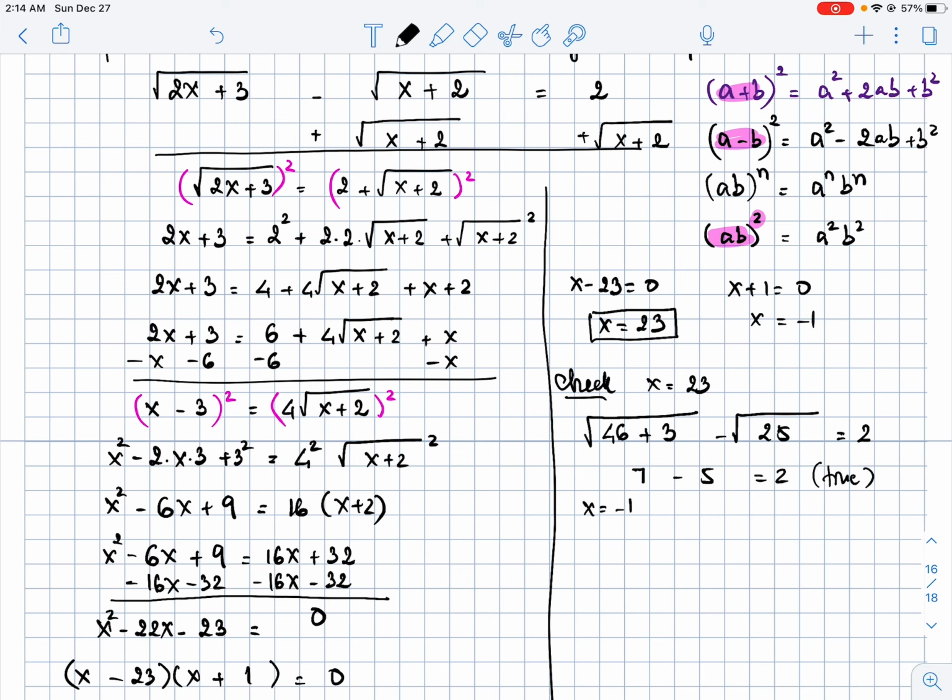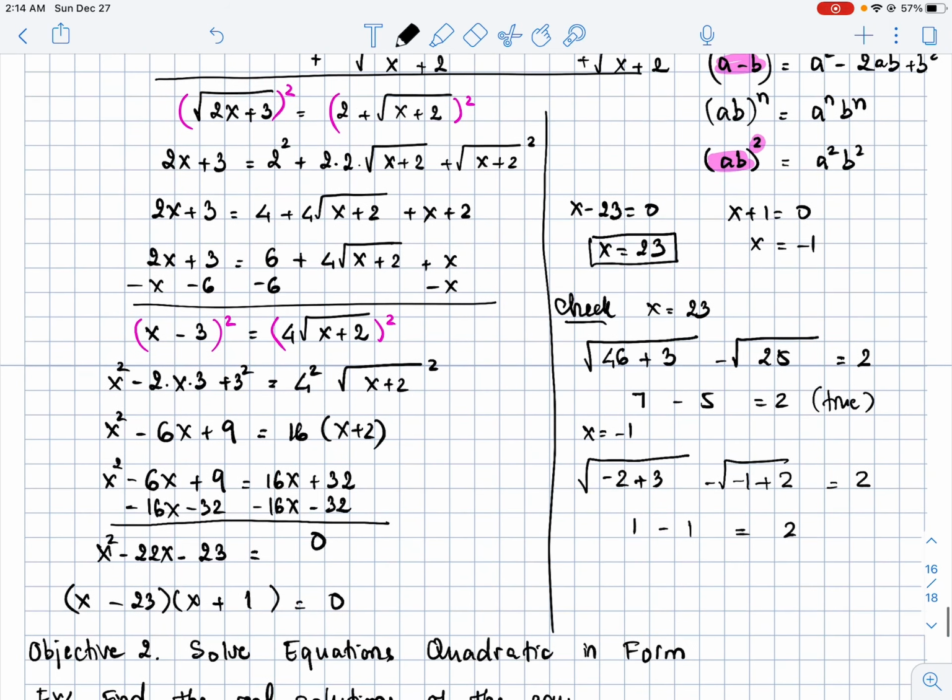Now let's check x equal to negative 1. In the original problem, we have 2 times negative 1 is negative 2 plus 3, minus square root of negative 1 plus 2, equal to. Square root of negative 2 plus 3, inside we got 1, square root of 1 is 1, and minus square root of 1, the answer is 2. So 0 equal to 2. This is a false statement. So the solution for this problem is just 23.